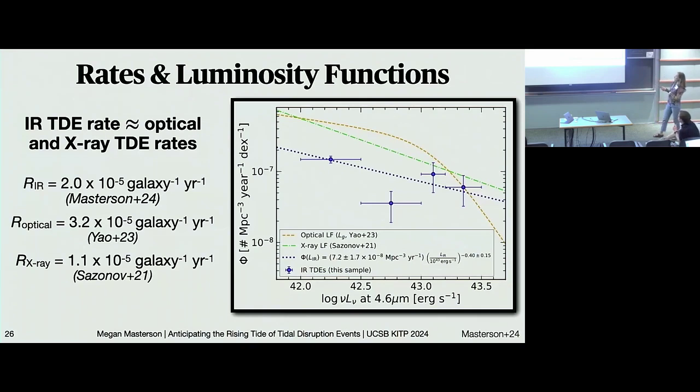The luminosities here are not quite exactly the same, so take it with a grain of salt. But the important thing is that the total integrated rates are very similar between all of the selected samples and point to, if we're not seeing these infrared TDEs in the optical or the X-rays, the total rate is slightly higher than all of these three individual rates alone.